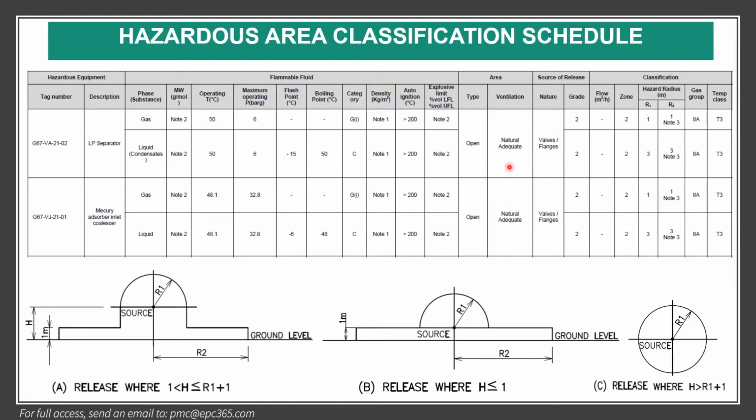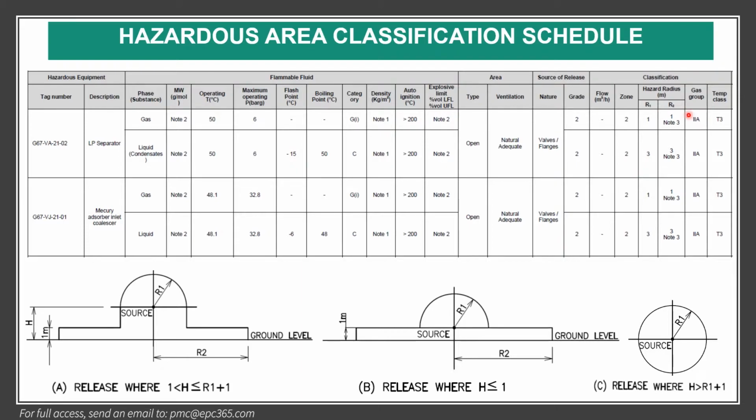You have to be careful for offshore installations. You have to do CFD modeling, and if it is not well ventilated, maybe you classify it as zone 1 instead of zone 2. And the source of the release here, for example valve flanges, is grade 2, and also the zone that it creates.